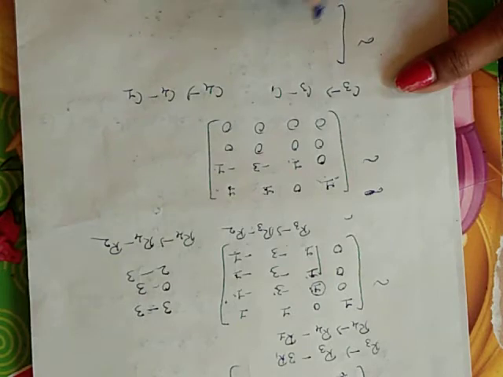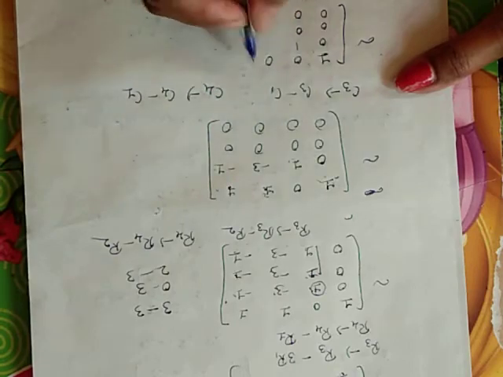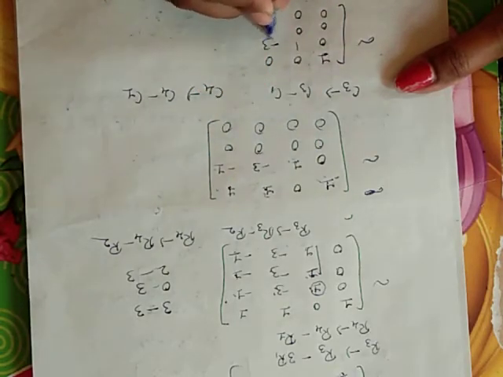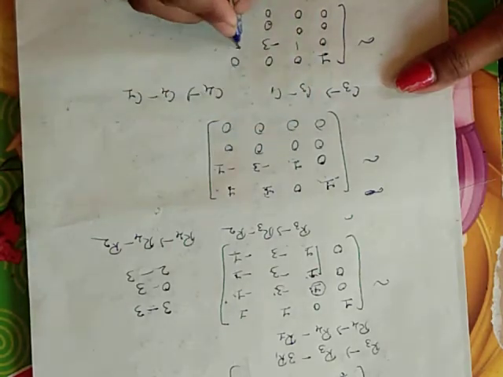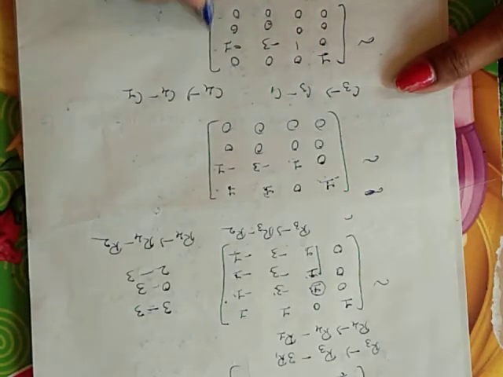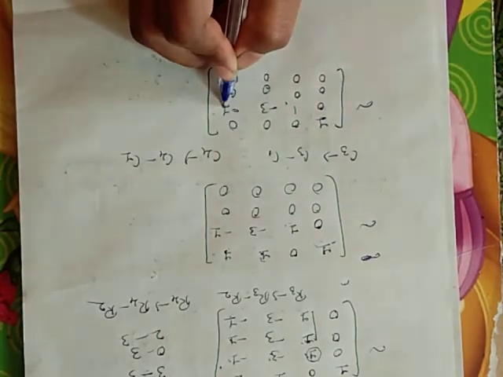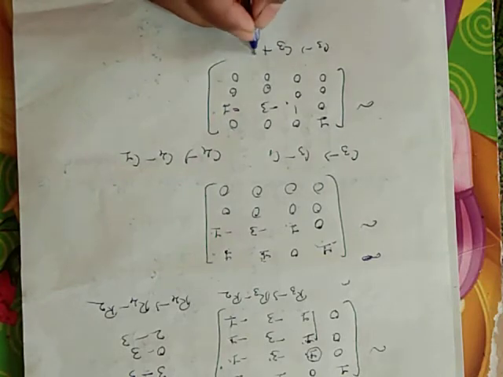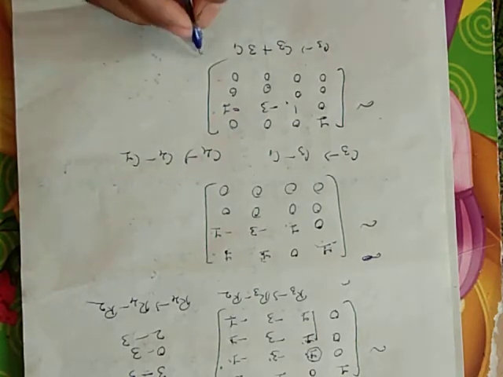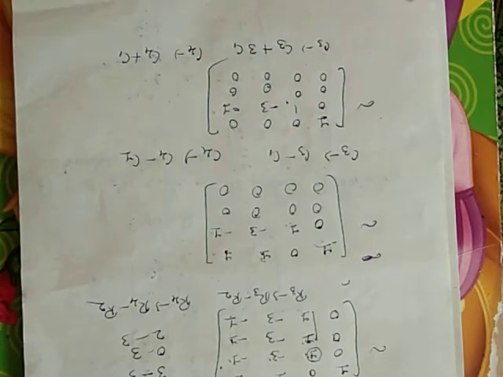Now your matrix becomes 1 0 0 0, 0 1 0 0, 1 minus 1 0, minus 3 0 0, minus 3 0 0, 1 minus 1 0, minus 1 0, minus 1 0 0. Now using this term, make these two 0. C3 tends to C3 plus 3 into C1. C4 tends to C4 plus C1.